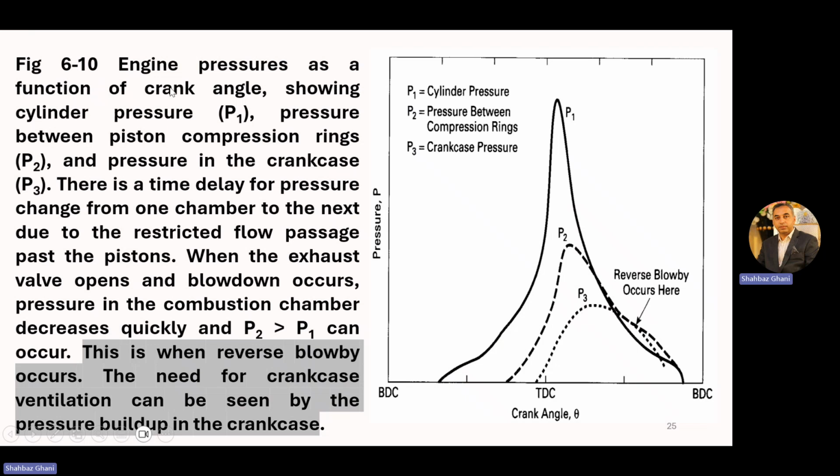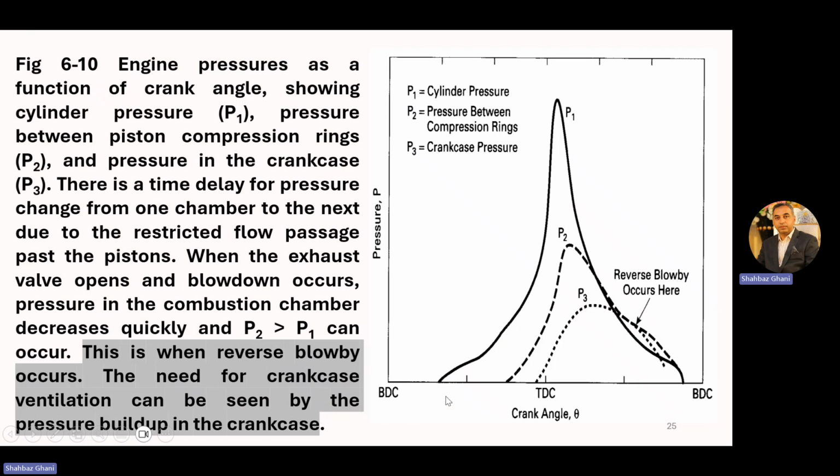Engine pressures as a function of crank angle, showing cylinder pressure P1, pressure between piston compression rings P2, and pressure in the crankcase P3. There is a time delay for pressure changes from one chamber to the next due to the restricted flow passage past the piston. When the exhaust valves open and blowdown occurs, pressure in the combustion chamber decreases quickly, so P2 greater than P1 can occur. This is when reverse blow-by occurs. The need for crankcase ventilation can be seen by the pressure buildup in the crankcase.